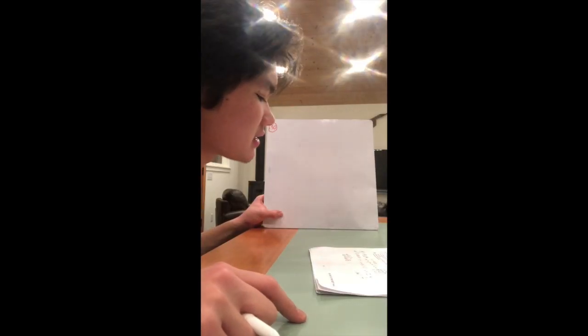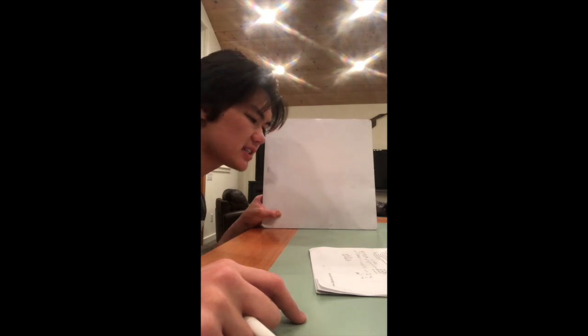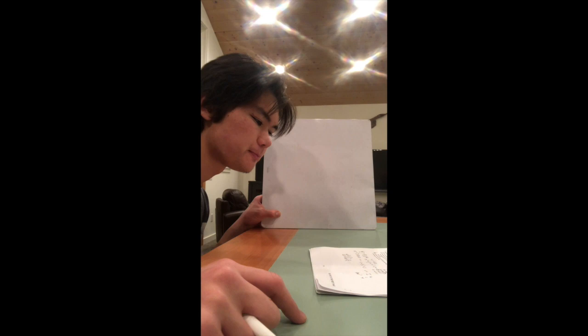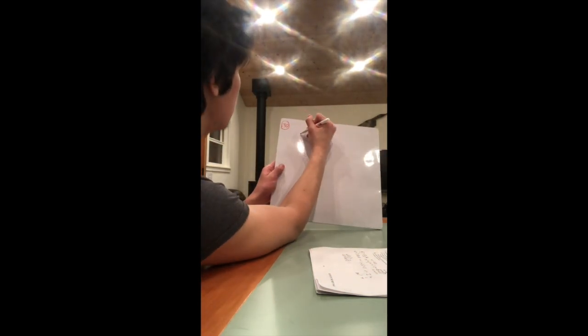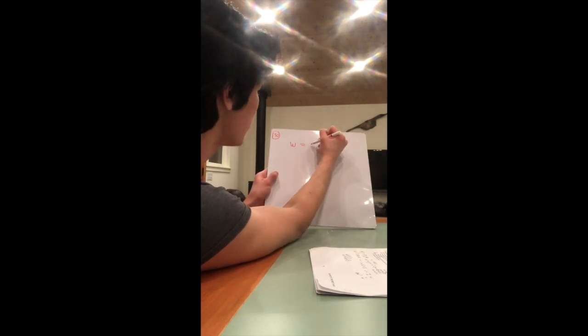Question 30 asks about comparing the work between accelerating a particle from 10 meters per second to 20 meters per second versus that of accelerating a particle from 10 meters per second to 30 meters per second. Okay, so the key idea here is that work equals the change in kinetic energy. It's the work energy theorem.